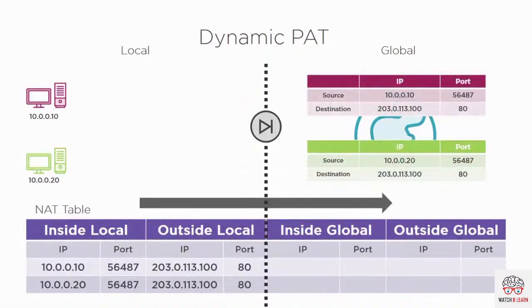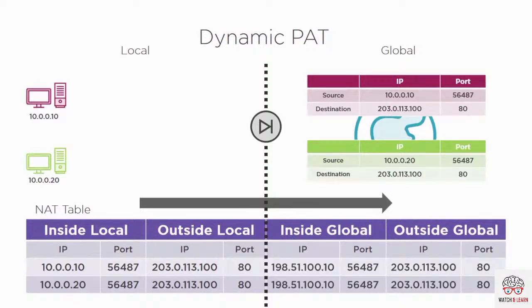So when we put these out on the global side of the network and we change our source IP address so that it can be routed back, when we do this in the traditional way that I explained in the first part of the module, what we would do is change the source IP address for the packet coming from 10.0.0.10. We change that to be 198.51.100.10, and we would do the same for the packet leaving from 10.0.0.20. So both of these packets now have a source IP address of 198.51.100.10 and a source port number of 56,487.